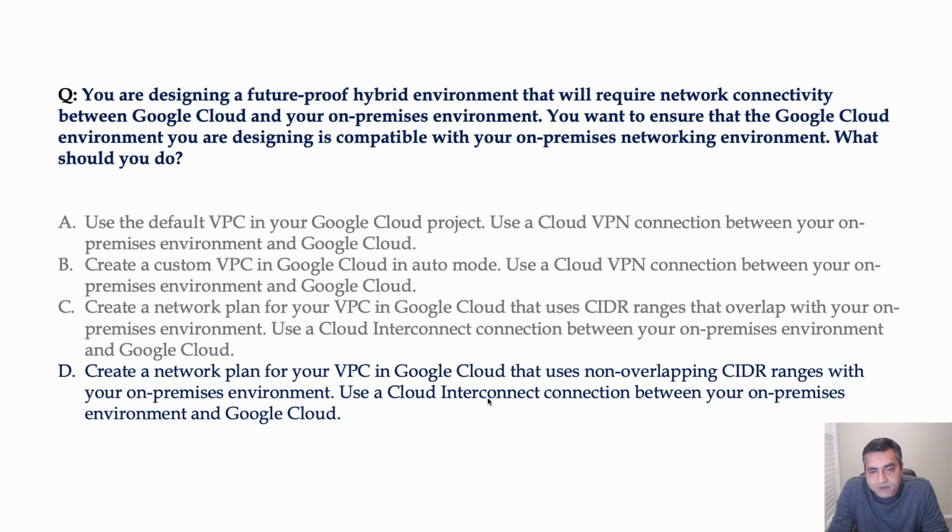With your on-premises, use a Cloud Interconnect connection between your on-premises environment and Google Cloud. Sometimes these answers tell you how to approach the problem. If you read the question, there were two things. Primarily, you need to make sure the environments are compatible between on-premises and cloud. For on-premises and cloud, the first thing you have to look at is Cloud Interconnect, which is here. Out of these two, they need to coexist and interact with each other. That means they have to have separate IP ranges. So non-overlapping basically sums up the answer. So D is the right answer.